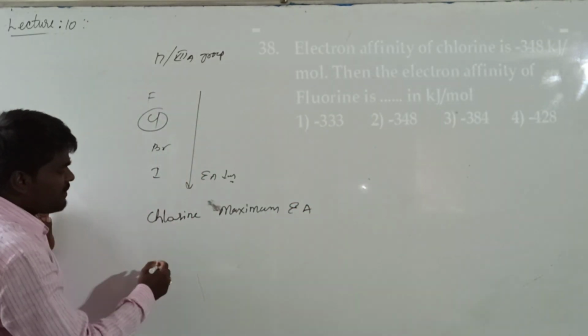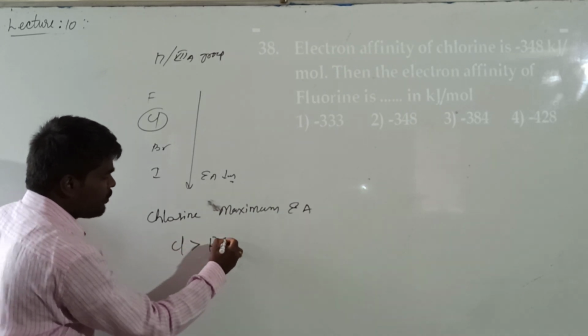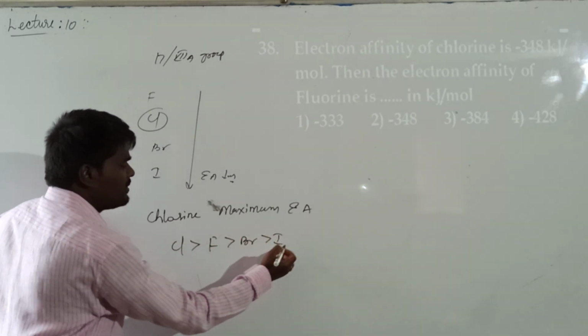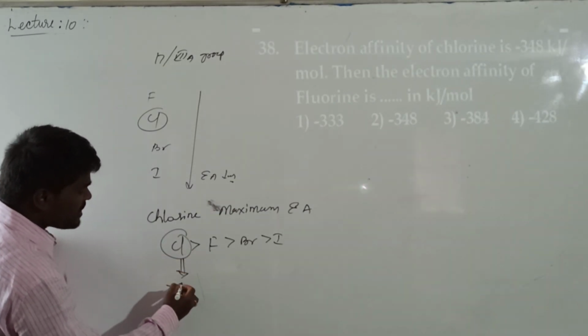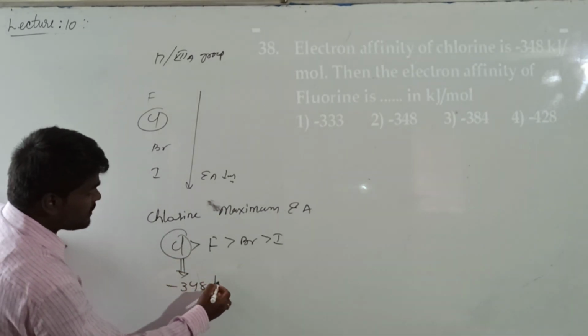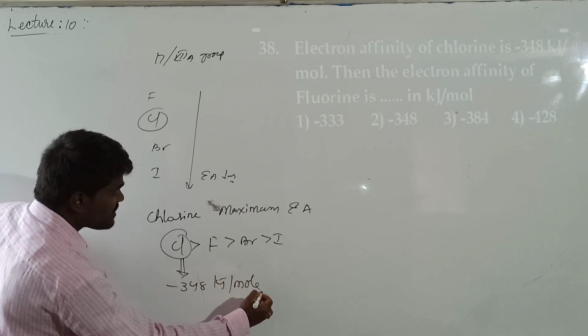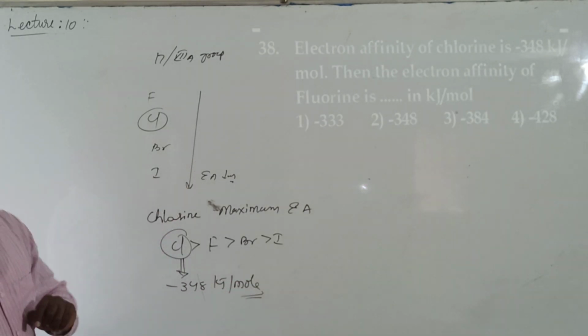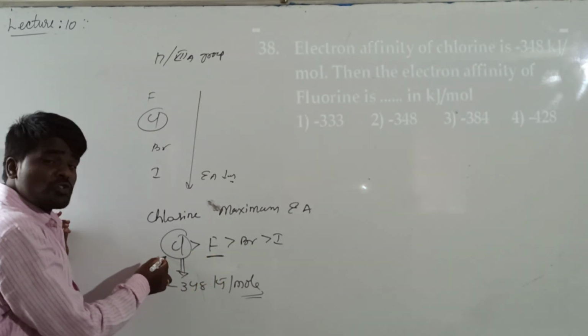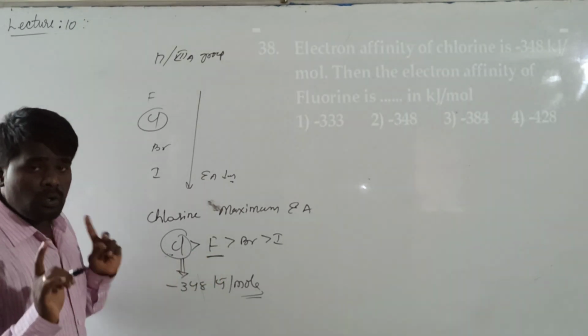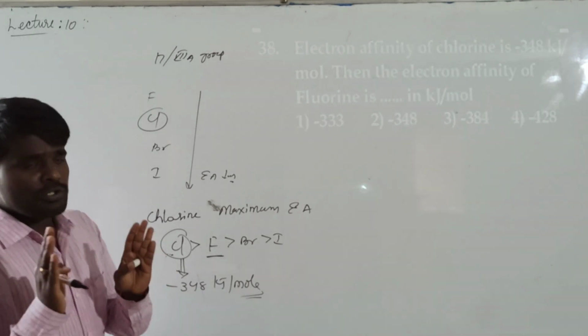What is the order in the 17th group? Chlorine, fluorine, bromine, and iodine. What has he given? He has given the electron affinity of chlorine, minus 348 kilojoules per mole, and asks us to identify that of fluorine. What does that mean? The electron affinity of fluorine must be smaller than the electron affinity of chlorine. Based on this logic, you need to attempt this.